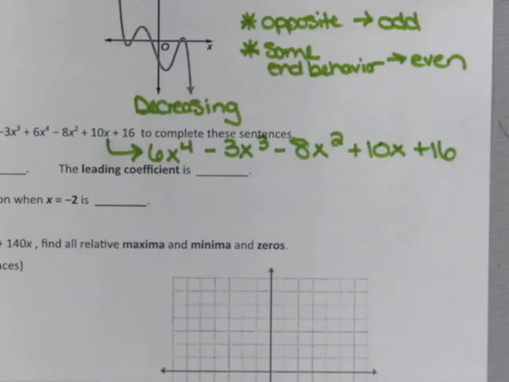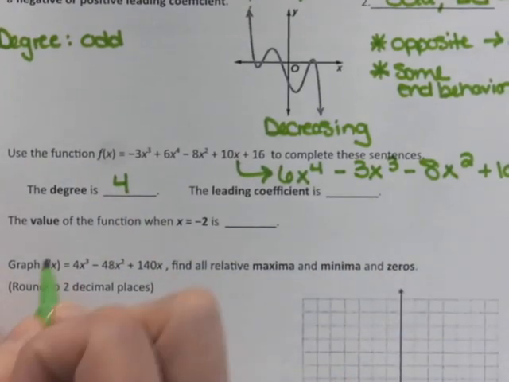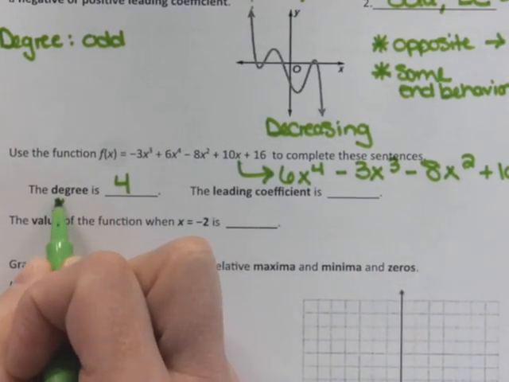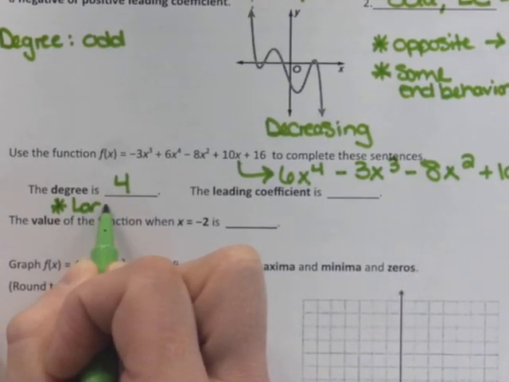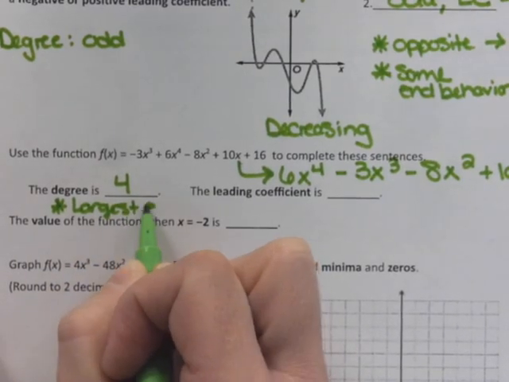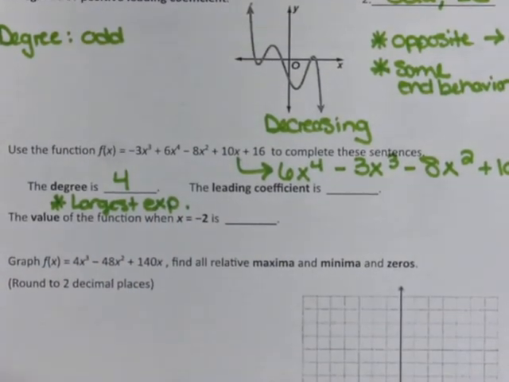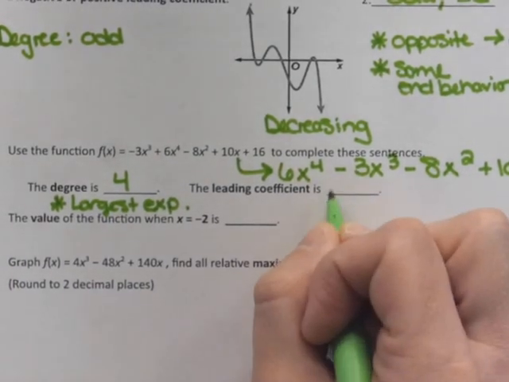Okay, now that we're in standard form, what's the degree? 4. It's your biggest exponent. So your degree is 4. And again, you can write yourself little notes on here. Largest exponent. Write yourself notes to help yourself review and study this. What's the leading coefficient that leads everything off? 6.